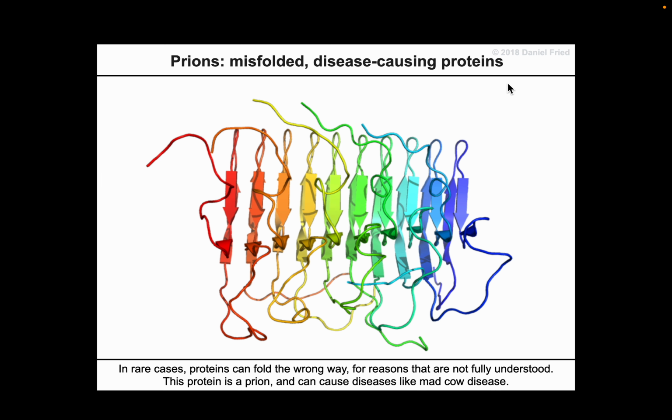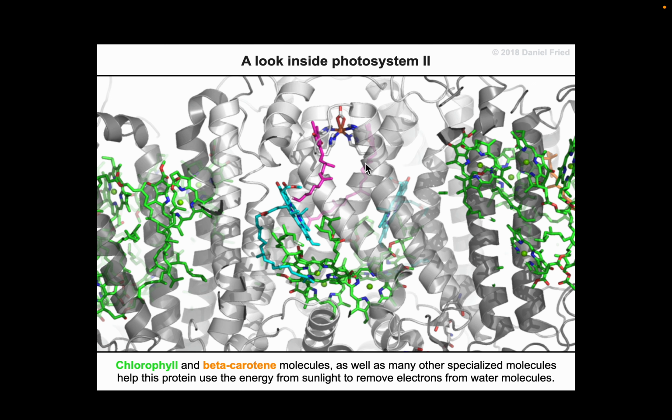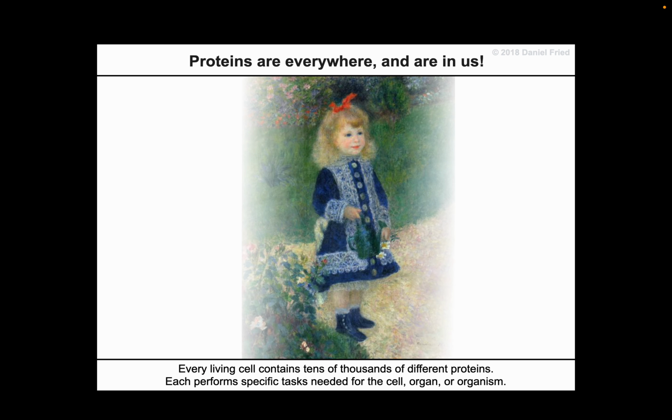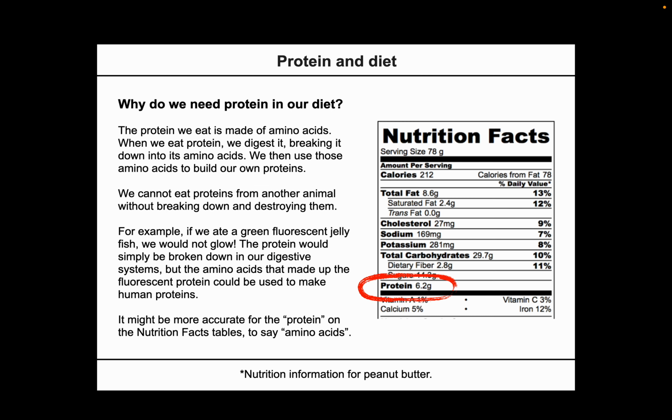But these are beautiful, they're like patterns, but they're kind of messy. They're oxygen evolving complex. Photosynthesis, chlorophyll, and beta-carotene molecules, as well as many other specialized molecules, have this protein use the energy from sunlight to move electrons from water molecules. And RNA. They're like everywhere. Okay, I was doing a little too much.